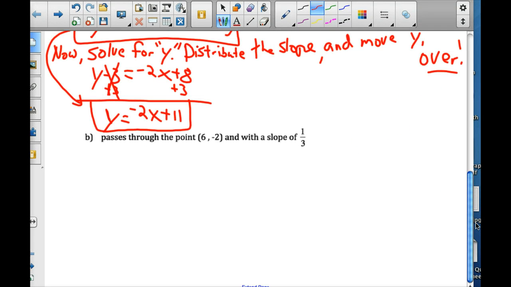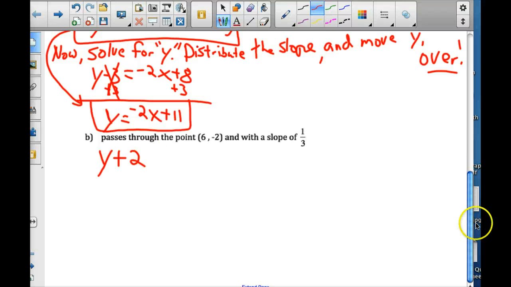Everybody be careful with negative values of your x and y. Watch what happens here. It passes through the point 6, negative 2, and has a slope of 1/3. So let's write this. Y. What's the first y value? Zuli? Plus 2. It's going to end up being plus 2 because it's minus negative 2, which is really, as we just learned, plus positive 2.